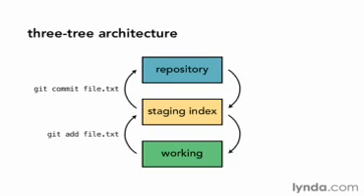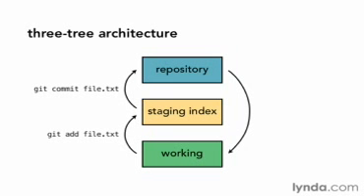And of course, we can pull things out of the repository in the same way. It's possible to pull them from the repository to the staging index, and from the staging index to the working directory. Usually that's not what we do. Usually we go ahead and pull them straight from the repository down to the working directory. And in the process, the staging index will be updated too.